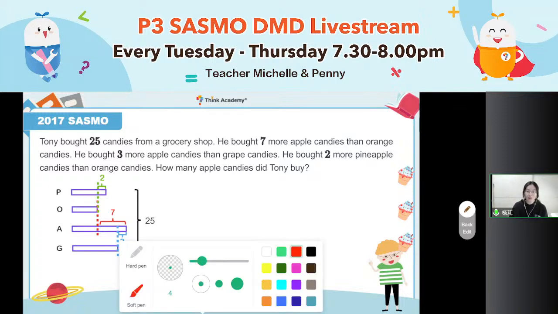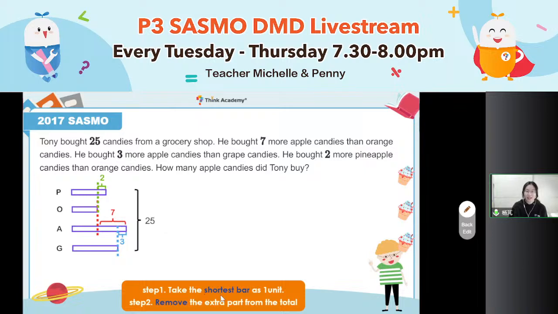This is all about our model. Then first step, I need to take the shortest one as the 1 unit. Who is the shortest? The shortest one is orange. So orange can be 1 unit now. Then let's see. Pineapple is 1 unit and an extra part 2. Apple is 1 unit and an extra part 7. Grapes can also be 1 unit, but this extra part, we don't know.